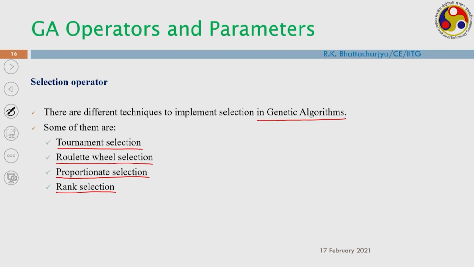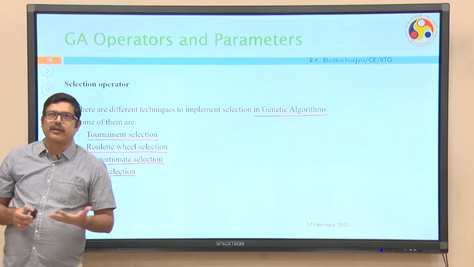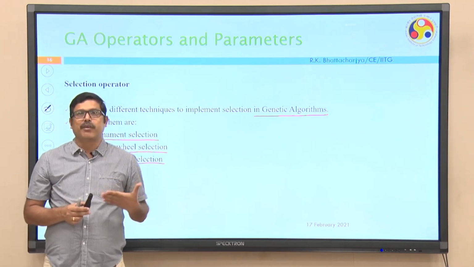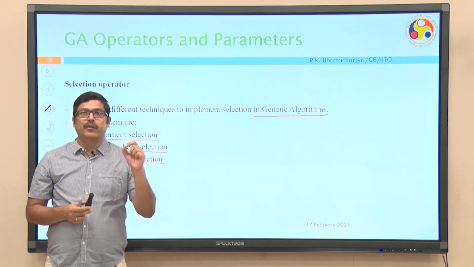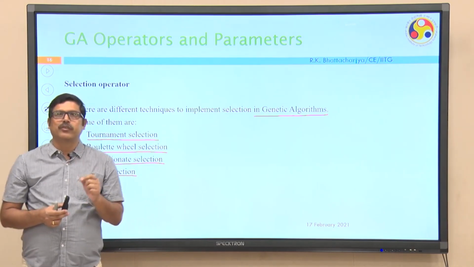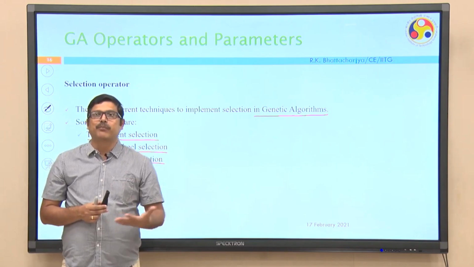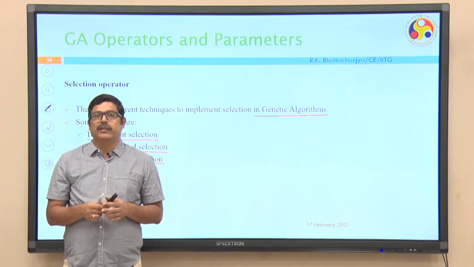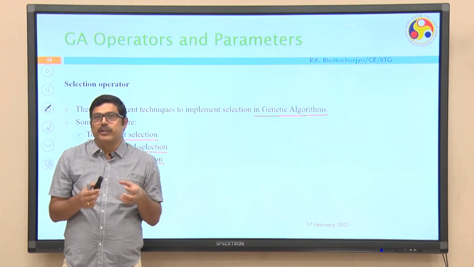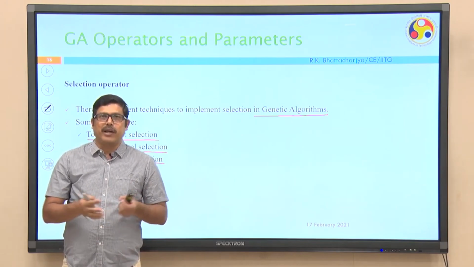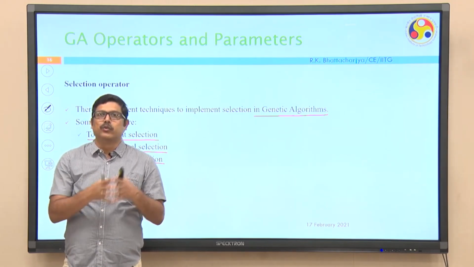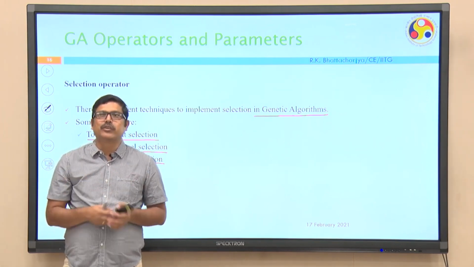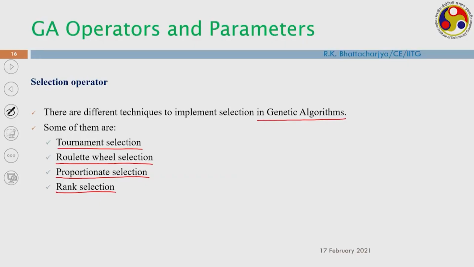I can implement one of them, or there are some other selection operators also, or you can have your own selection operator, but you just remember the function of the selection operator: you have to identify the better solution. Then you have to make multiple copies of the better individual, and you have to eliminate the inferior solution. That is the function of the selection operator. You can have different techniques, but the objective is to eliminate the inferior solution and get multiple copies of the better solution. I will discuss them one by one.